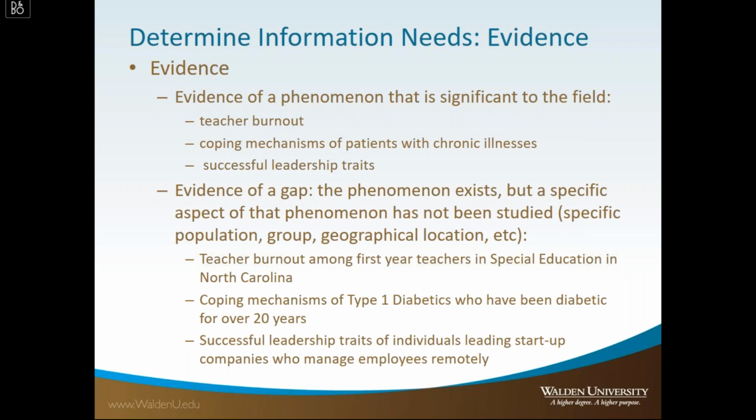question. So the phenomenon exists. We've decided that it's significant to the field because there's a significant amount of research that exists on it, but we might start to notice that there is a specific aspect of that phenomenon that has not been studied. So maybe a specific population or a group or geographical location, or maybe a particular theory hasn't been applied to this idea. So this is where we start really narrowing down and pinning that gap.